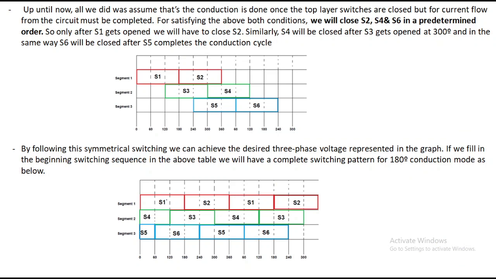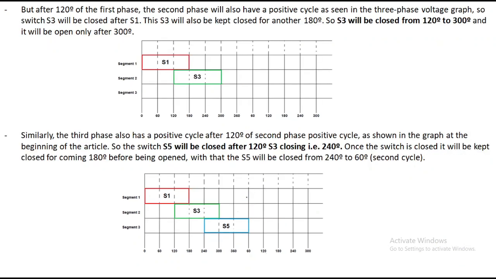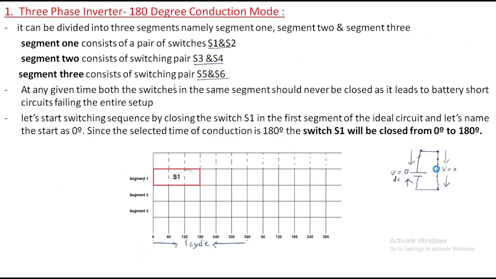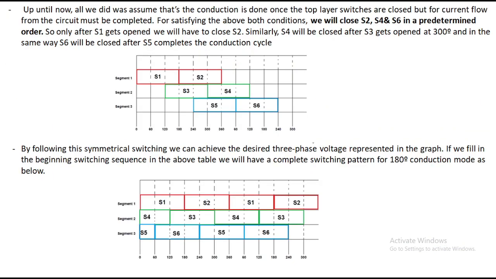So after S1, S2 is on. Again, look here. After S1 we have S2, that's why S2 is on. After S3, S4 is on. After S5, S6 is on. Look here. After S1, S2 is on. After S3, S4 is on. After S5, S6 is on. Understand? So this is the procedure.